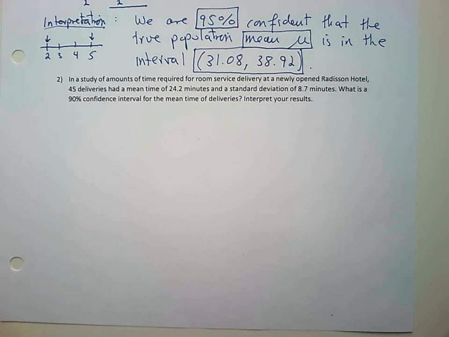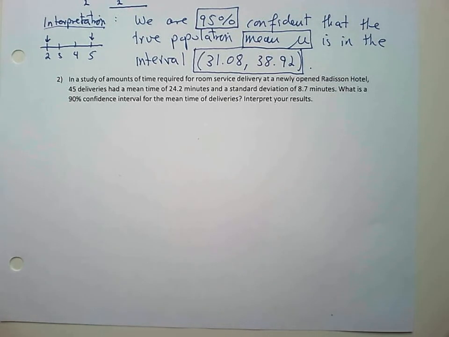In a study of amounts of time required for room service delivery at a newly opened Radisson hotel, 45 deliveries had a mean time of 24.2 minutes and a standard deviation of 8.7 minutes. What is the 90% confidence interval for the mean time of deliveries? And again, interpret your results.